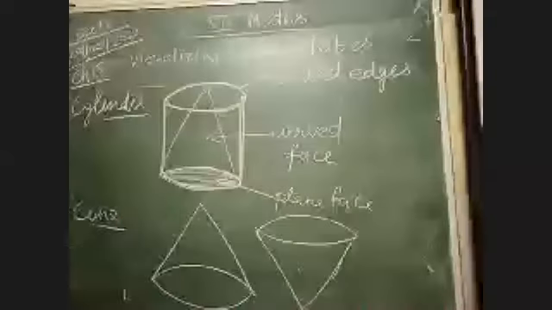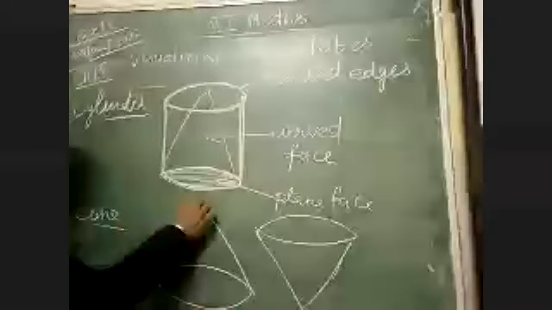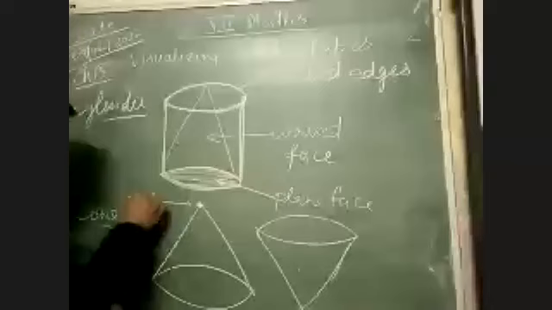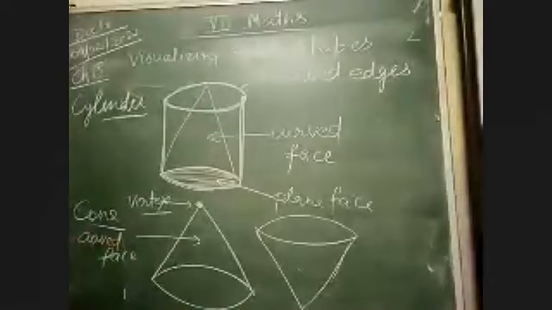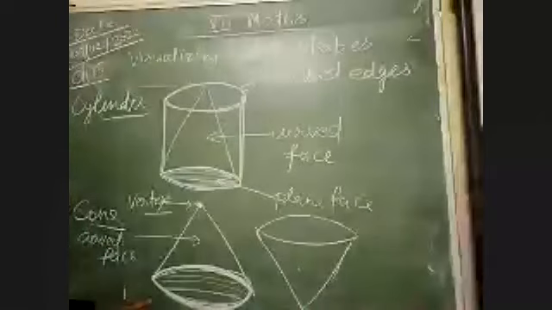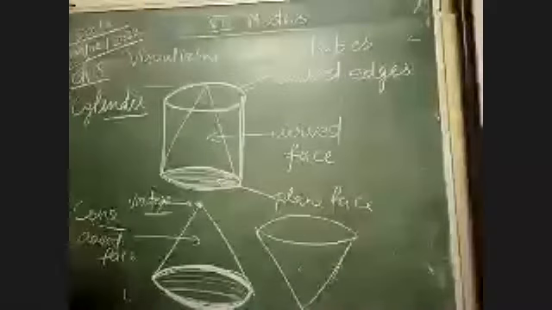So the vertex in the case of a cone, this is called the vertex, and this is the curved face. This complete face is called the plane face, and these lines are called curved edges. So this is the figure of your cone. All these figures are derived from the prism. Now we will discuss the prism.